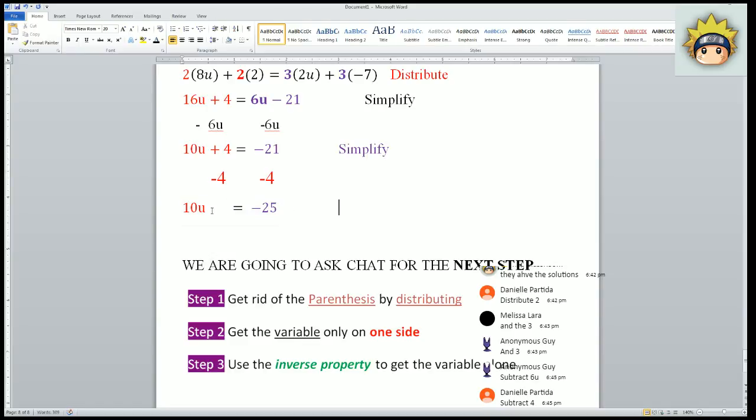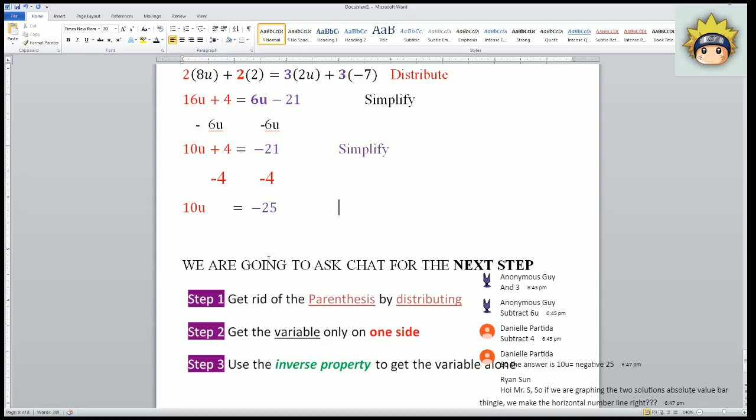Okay, now what do I do next, chat? So the answer is 10u equals... no. Right? Is u alone yet? U's not alone. So what do we have to do?